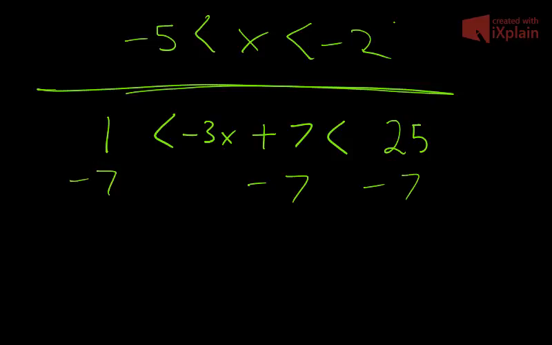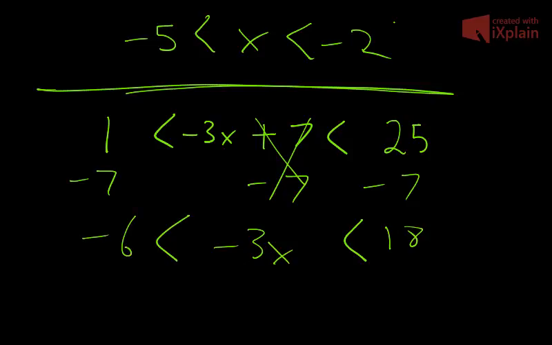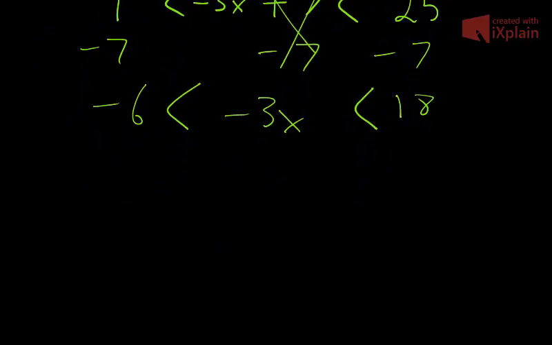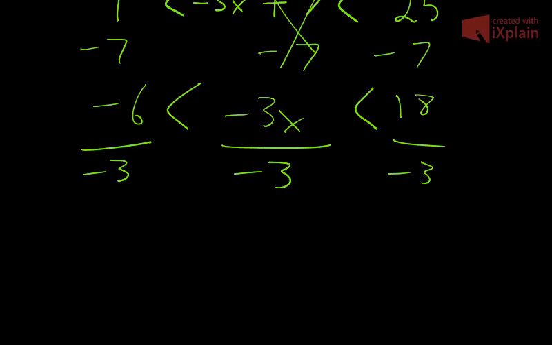25 minus 7 is going to be 18. The 7s will cancel out there, and I have negative 3x. And 1 minus 7 is negative 6. So I have negative 6 is less than negative 3x is less than 18. So now I need to divide by negative 3, divide by negative 3, divide by negative 3. And my negative 3's here in the middle are going to cancel out, leaving me just with x, which is what I want. But wait a second.